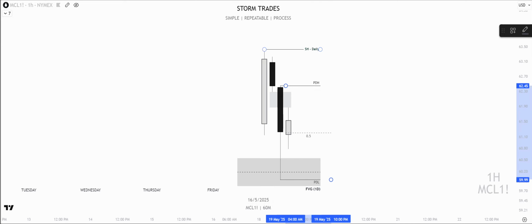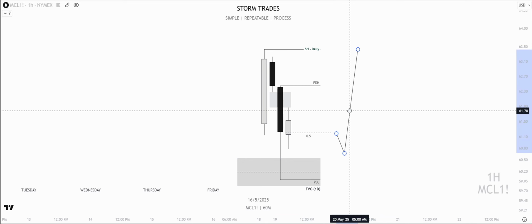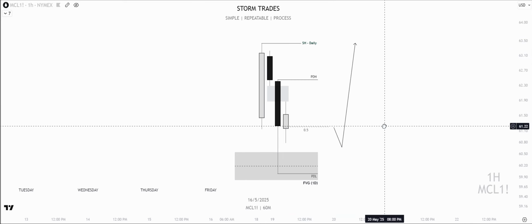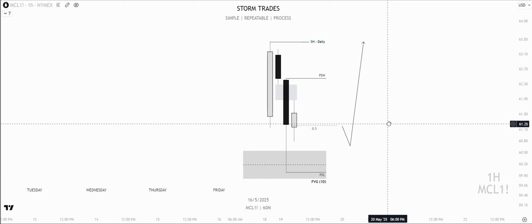So where would our external range liquidity be here? Well, we actually have a daily swing high up here. So at this point, my daily bias is over. Okay. I am expecting higher prices. That's it. I'm now moving on to the hourly time frame to start to try and read order flow and market structure from the hourly.